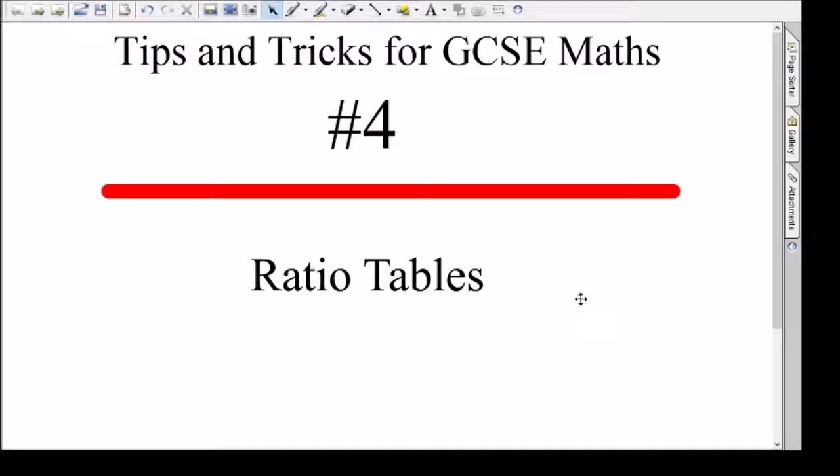Hi everybody, Simon here. We're going to talk about ratio tables now. Ratio tables are a way of solving all sorts of different types of problems using a similar sort of idea. The best thing to do is if I just fly through loads of examples and you'll see how they work.